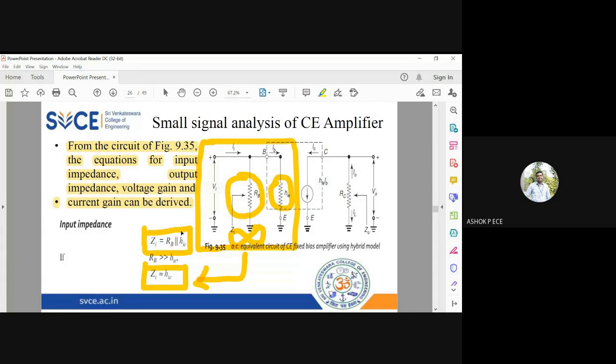When you do parallel combination of resistance, what is the result? What can you say about the effective resistance? Will it increase or decrease? Decrease. What is the parallel combination of 4 ohms and 4 ohms? Two 4 ohms are connected in parallel. What is the effective resistance? 2 ohms. It is decreasing, right? So here the input impedance is decreasing.